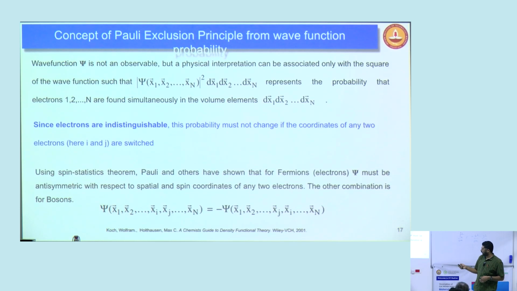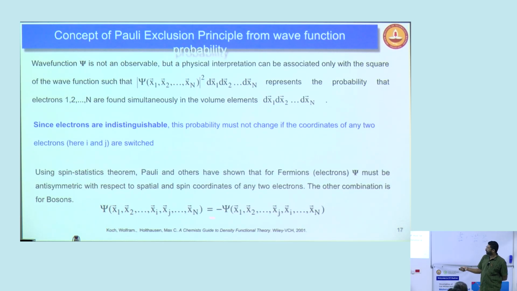If you are considering the case of electrons, in general it is known through experiments that electrons are indistinguishable, okay? That means you cannot distinguish between an electron and an electron. Because of this property, this probability must not change if the coordinates of any two electrons are switched. So this is the experimentally observable quantity. If you are changing x1 to x2, obviously it should not change because the particles themselves are indistinguishable.